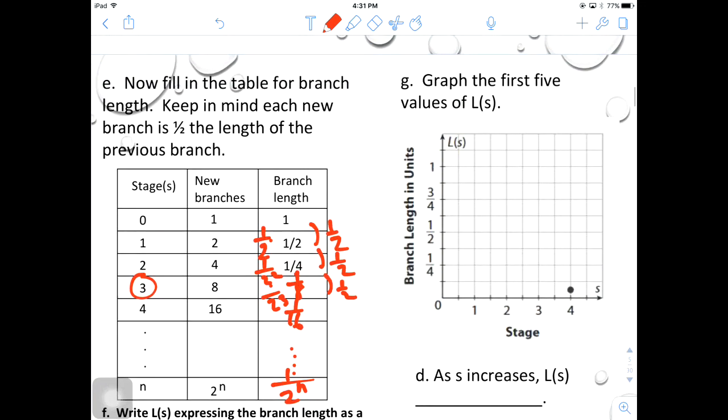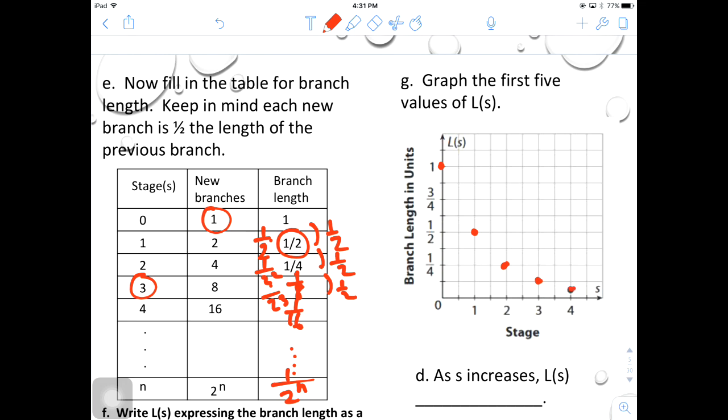To graph this one, it's a little different than the previous one. We start at stage 0 with the full length of 1, full size. And then the new one is going to be only half the size. So at stage 1, it's half. Then stage 2, it will be 1/4. Stage 3, 1/8, and so on and so forth.